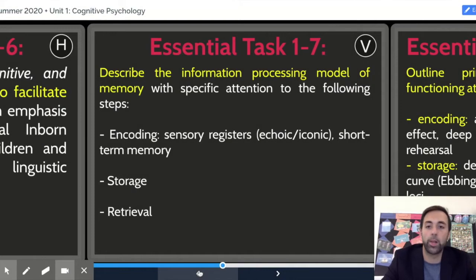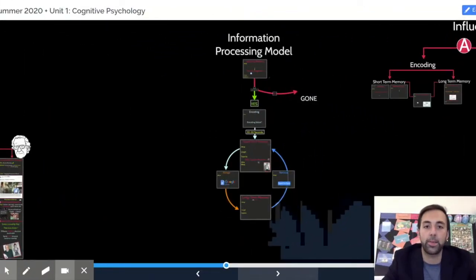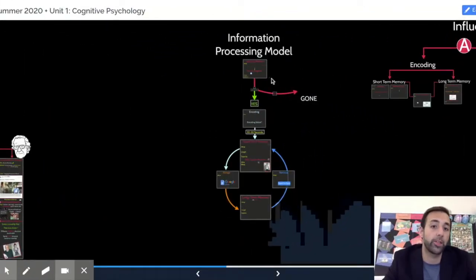In Essential Task 1.7, we are going to outline some of the basic steps involved in the memory process. And then later on in Essential Task 1.8 and 1.9, we are going to be talking about some of the things that influence forgetting, memory retention, ways to improve your memory. So we will begin the actual concept map at the very top, underneath Information Processing Model.